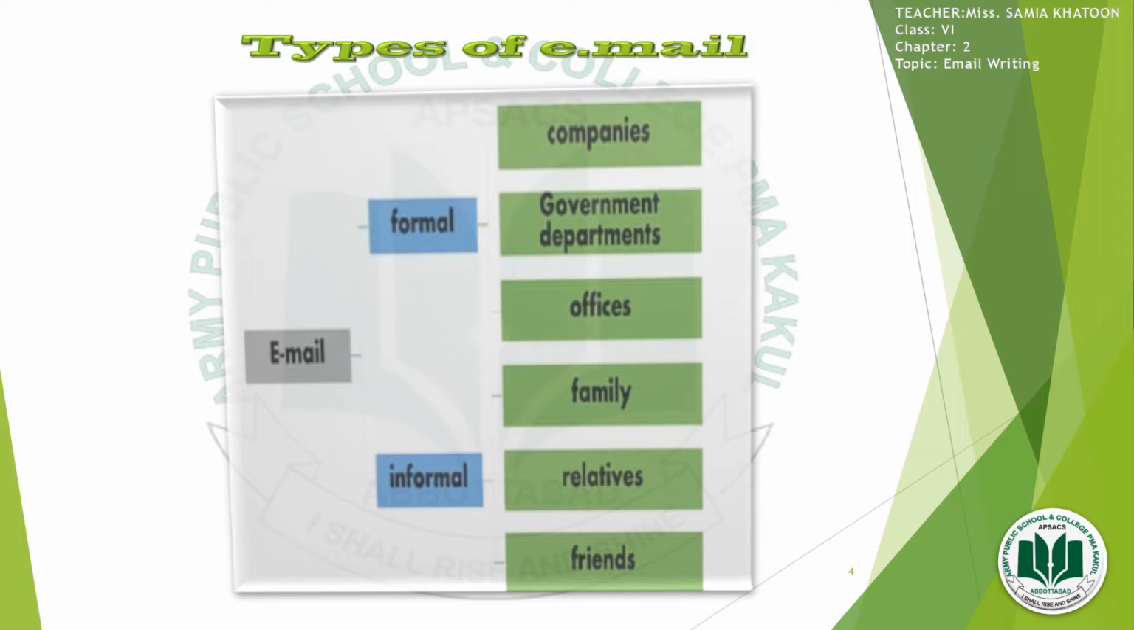In this slide, we will see the types of email. There are two types of email: formal and informal. Formal emails are those which are written to some companies, government departments, or offices. These recipients are not so well known to you, whereas informal email is the one which is written to family members, relatives, or friends. These recipients are well acquainted to you.